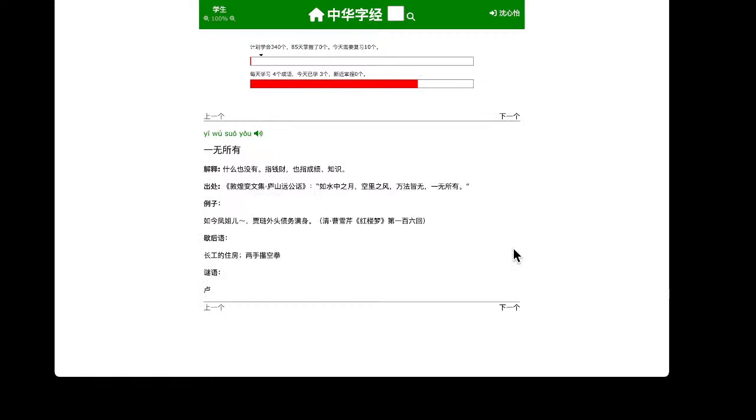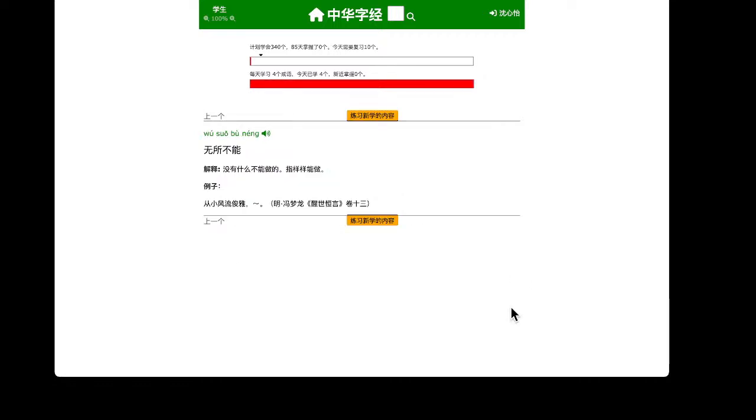Okay. 一无所有. 一无所有 means you have nothing at all. You do not even have one. One what? One anything. You have nothing. You have zero. 无所不能. 无所不能 means there's nothing you can't do.